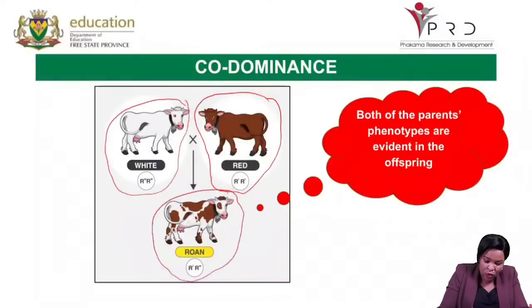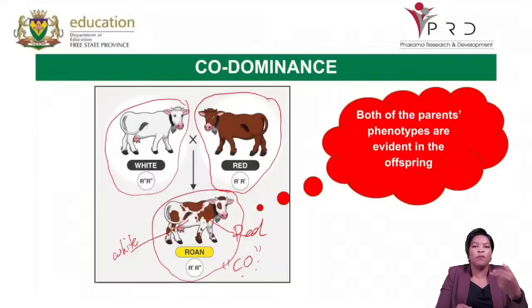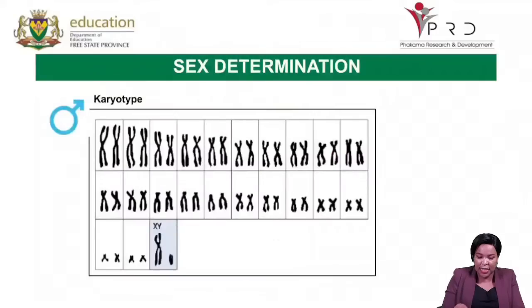So you see here, you see white. You also see red. What does this mean? Both of them are co, meaning they both are evident equally in the offspring. So the offspring will have both colors. They do not mix. Both of them appear as they do in the parent. So this is an example of co-dominance. So I hope you remember your types of inheritance.